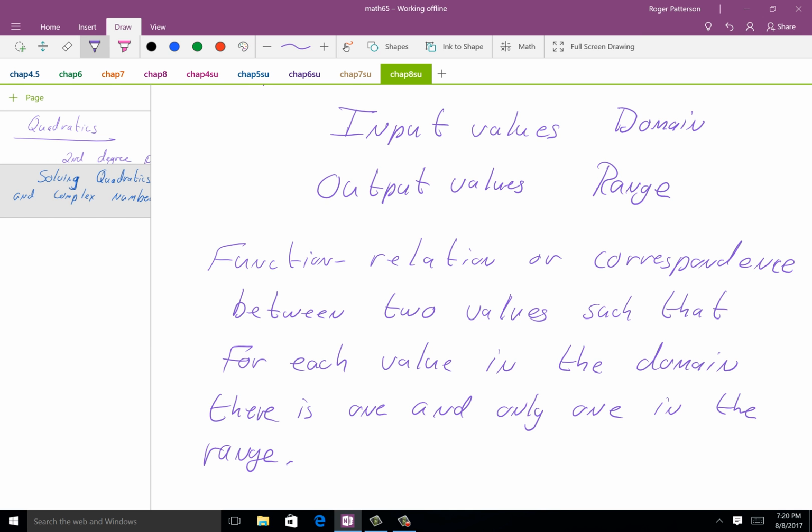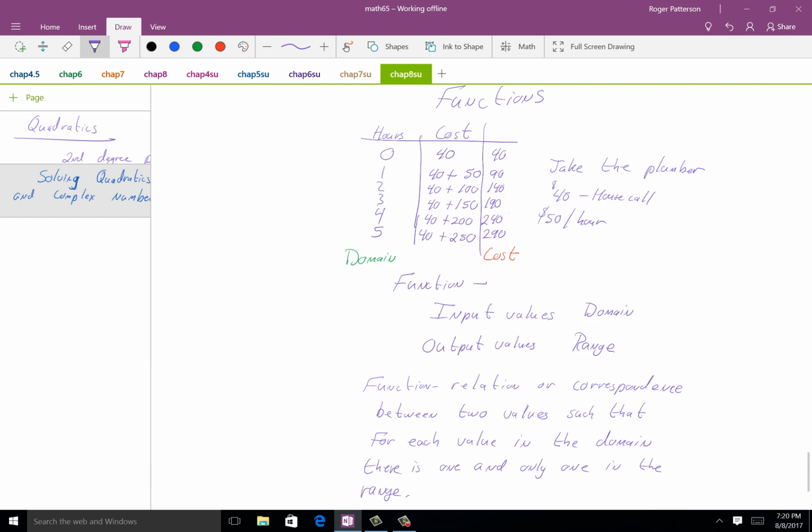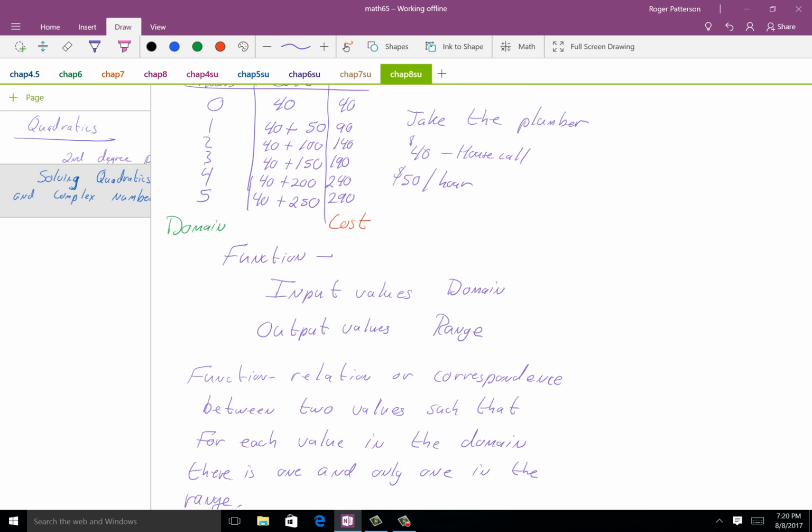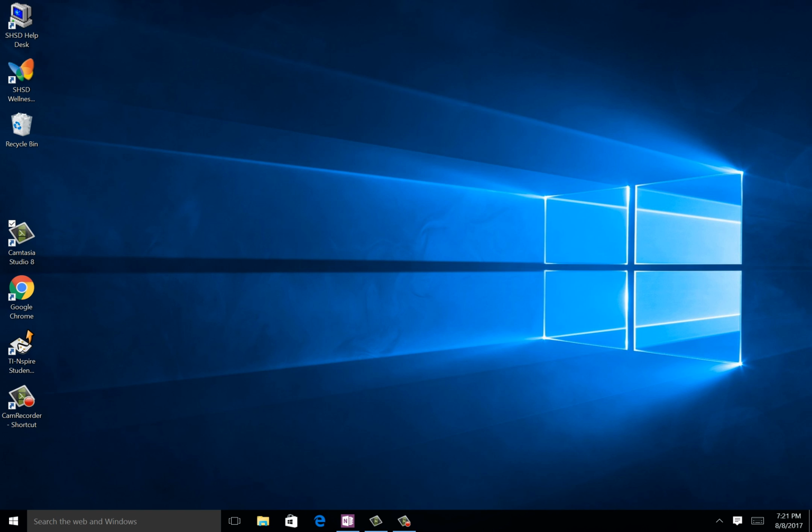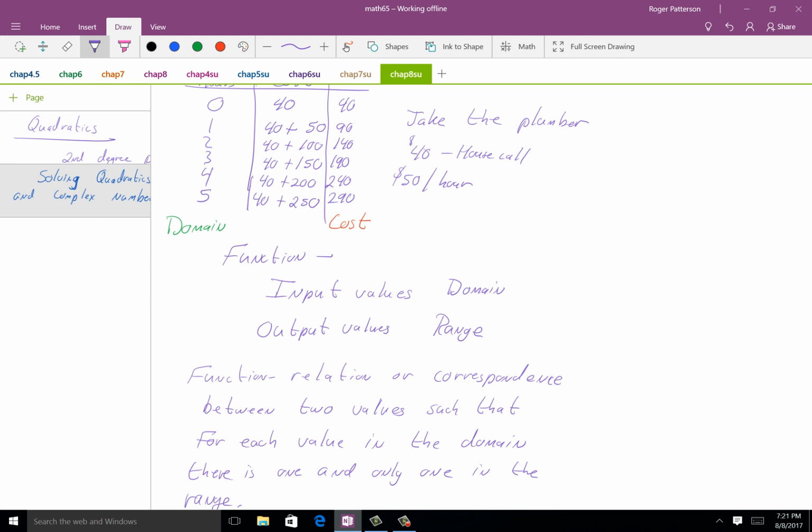So if I look at this, hours and cost, notice that for each and every hour there's only one cost. So if that plumber comes to your house, works on it for 2 hours and says, I'm done, he's going to charge you $140. He can't just say, well, it could be 140, oh, maybe it's 200, oh, it could be 500. Well, let's pick one. It's going to be 140. For each number here, there's only one number in the range. That's a function. There's a one paired relationship there.